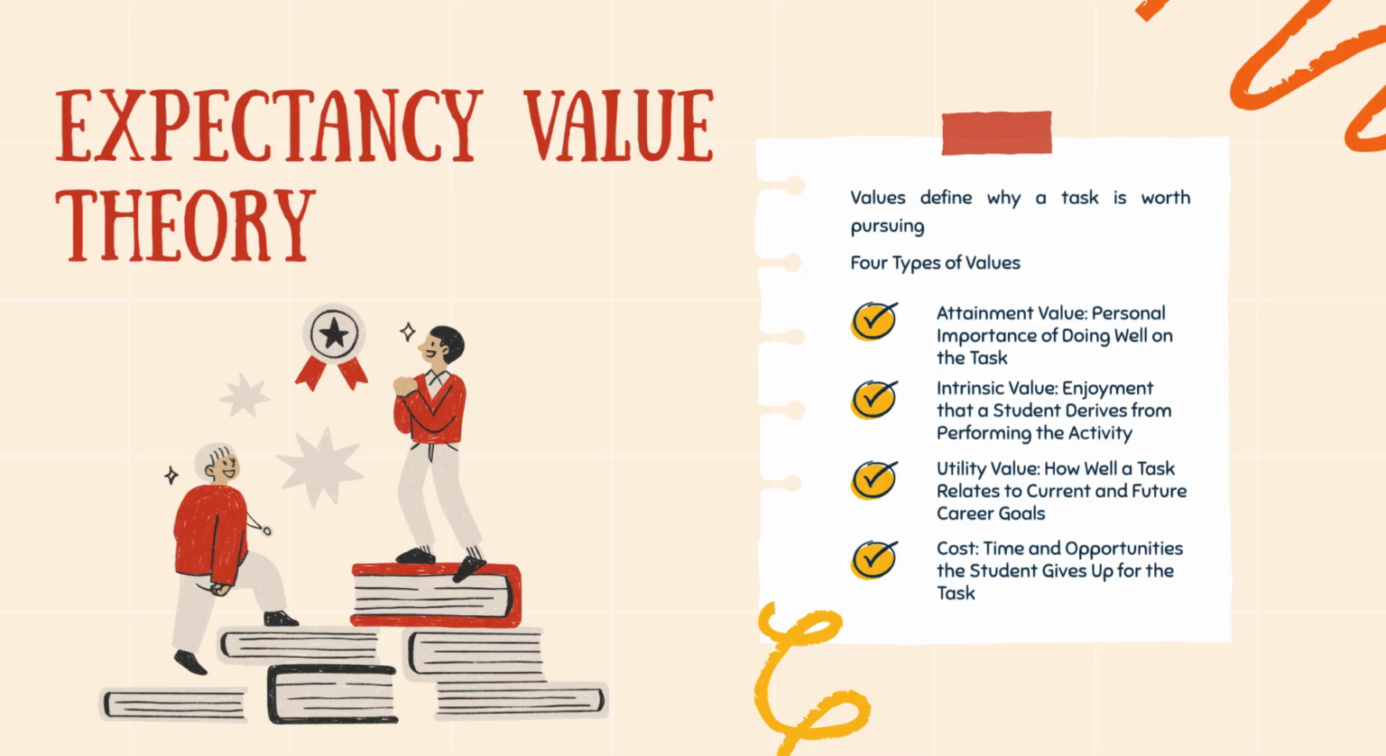Then finally, you also have to consider the cost. Cost is basically the time and opportunities that a student has to give up in order to accomplish that task. Maybe they really want to go to a party, but they can't because they have other school assignments that must be done.